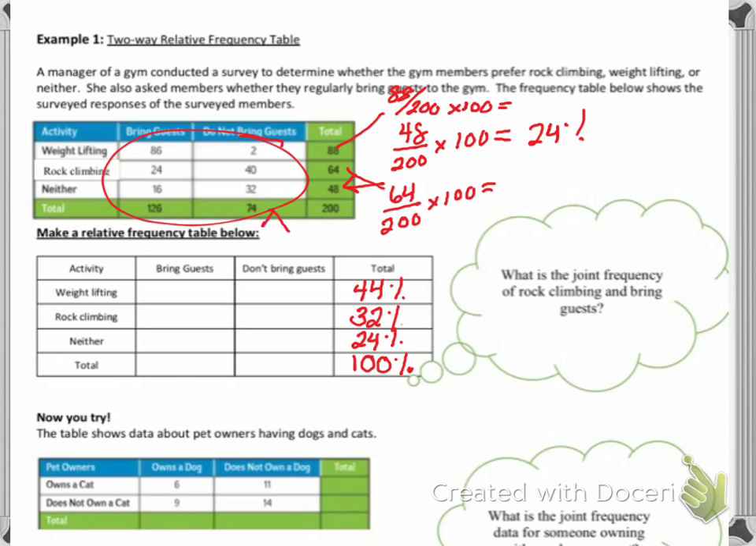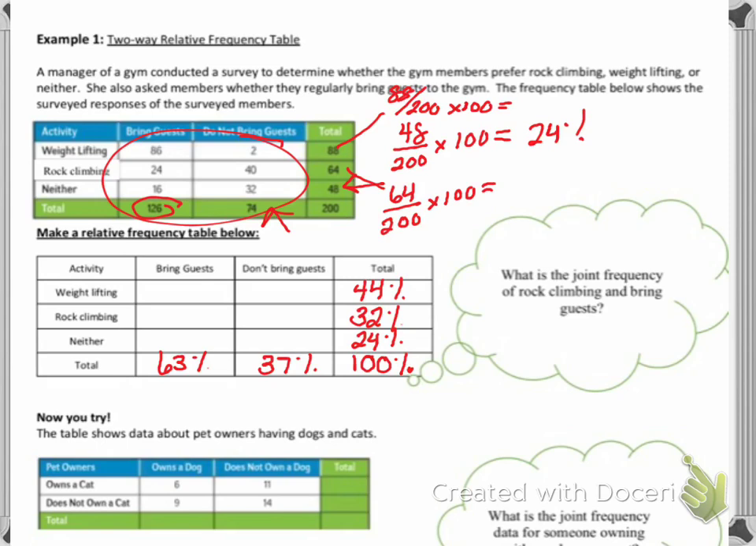So starting with the 74 divided by 200 times 100 is 37%. And then 126 divided by 200 times 100 is 63%. So maybe at this time, why don't you pause the video and try to calculate the rest of this table, and I'll just fill in as you go.